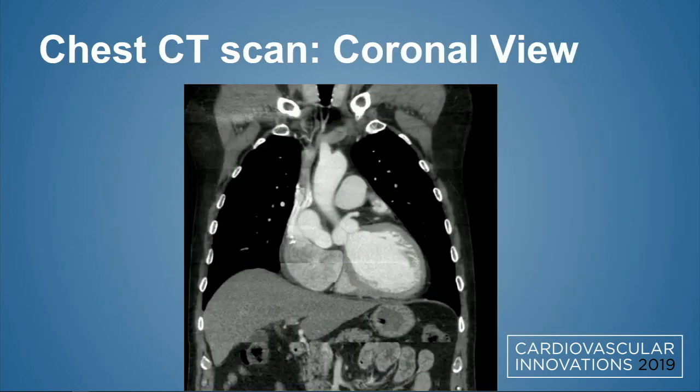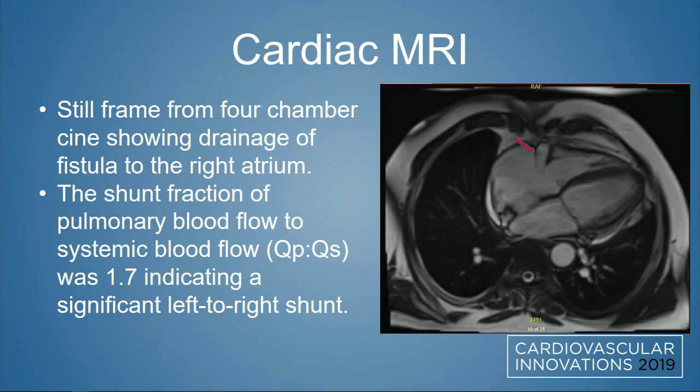We can appreciate more on the coronal view here. There's this fistula arising from the RCA to the RA. Patient was scheduled for cardiac MRI as an outpatient. As we can see here in this 4-chamber view, in the cine image, there's this draining fistula into right atrium. Shunt fraction was calculated to be 1.7.